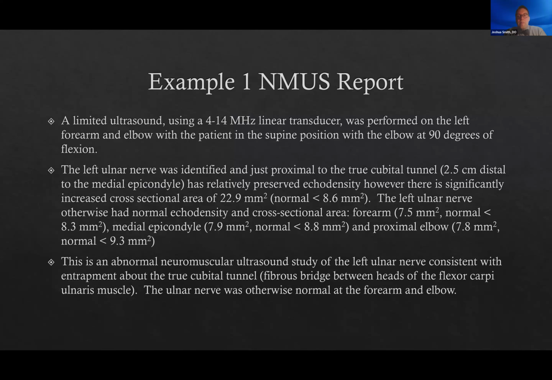And then I give the summary of the nerve conduction and the EMG like we talked about, but below that I would say, neuromuscular ultrasound study of the left ulnar nerve is consistent with entrapment about the true cubital tunnel, the fibrous bridge between the heads of the flexor carpi ulnaris muscle. The nerve was otherwise normal at the forearm and elbow. And so you helped localize it further, and you probably helped this patient get the maximal intervention they need without getting more intervention than they need.